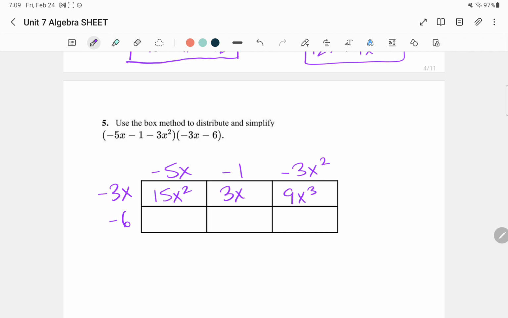Now, if you're not sure how I'm doing this so quickly, let's show it to the side here. So negative 3x times negative 3x to the third.